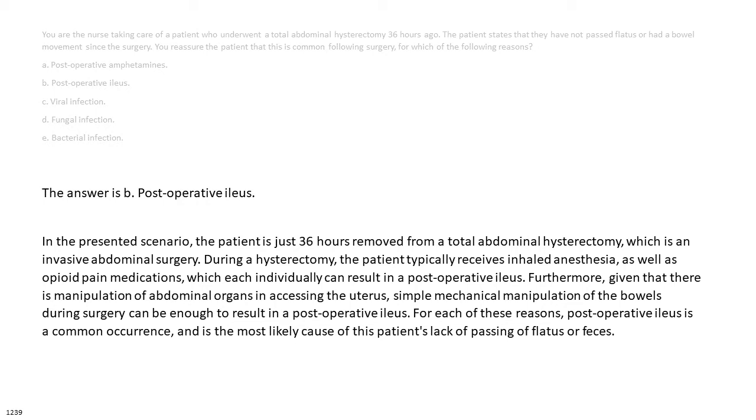Furthermore, given that there is manipulation of abdominal organs in accessing the uterus, simple mechanical manipulation of the bowels during surgery can be enough to result in a postoperative ileus. For each of these reasons, postoperative ileus is a common occurrence, and is the most likely cause of this patient's lack of passing of flatus or feces.